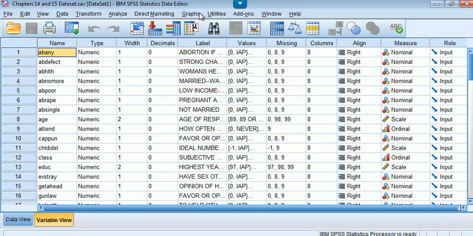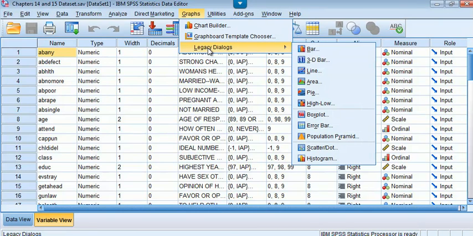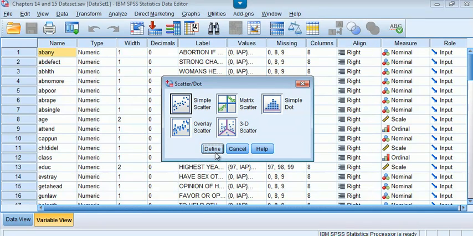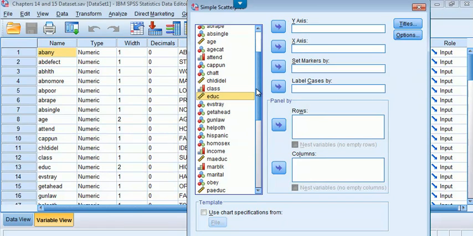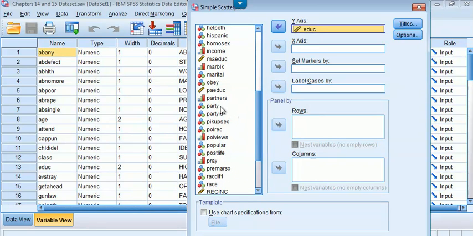So what we would do in order to create a scatter plot is go up to graphs, go to legacy, come all the way down to scatter and dot plot, stay at simple scatter, and click define. I already had this in here, so I'll kick it back over so you can see it. Remember, x is always your independent variable, and y is always your dependent variable. Education is our dependent or outcome variable, so we stick that there. And parental education is what we're trying to use to predict somebody's educational outcome, so that goes over here. Again, y is your dependent variable, x is your independent variable.